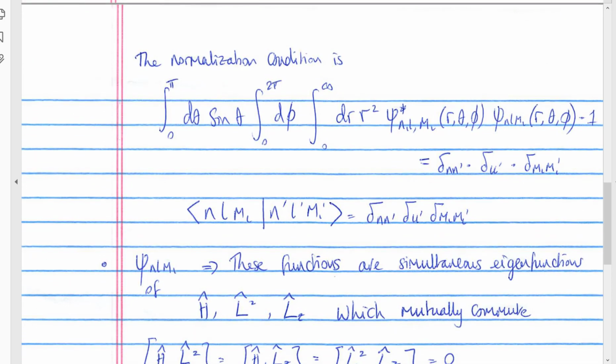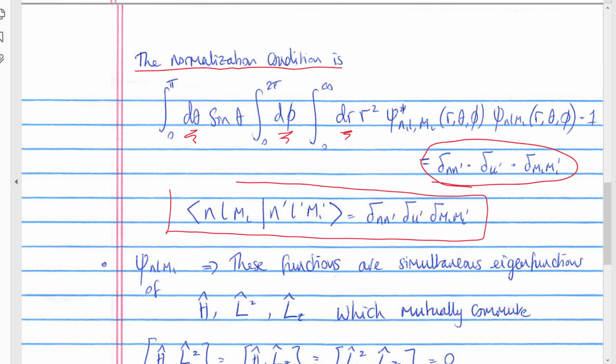Okay, moving on to a second page of the summary. So again, I've repeated the normalization condition, and this is an integral again with respect to d theta, d phi, and dr. And now I've got the Kronecker delta on the right hand side in here, which also takes into account the orthogonality. We can also rewrite this in the bracket notation.